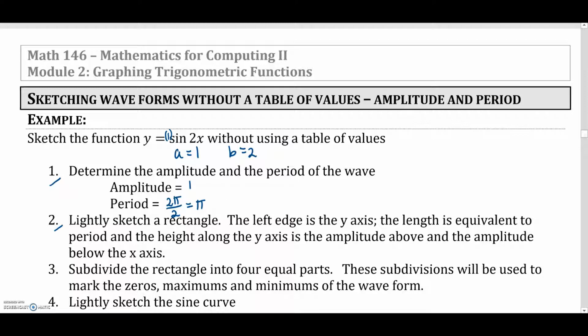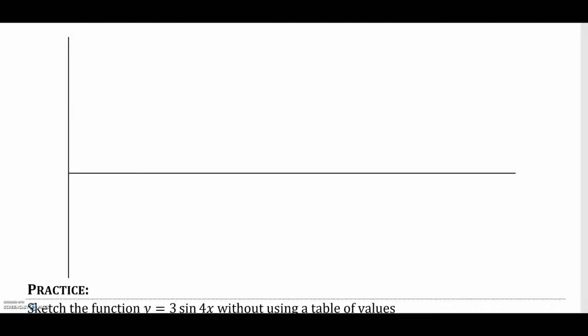The left edge is the y-axis. The length of the rectangle is equivalent to the period, and the height along the y-axis is the amplitude above and the amplitude below the x-axis. Making the instructions from step 2 a reality, we want to lightly sketch our rectangle. On our y-axis, we show the amplitude above and below the x-axis. So we have positive 1 and negative 1.